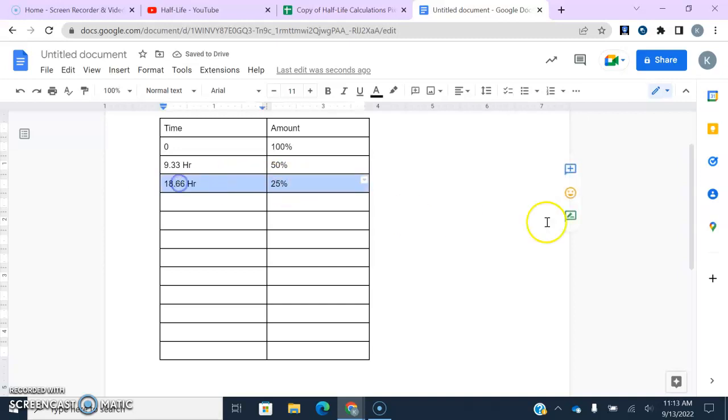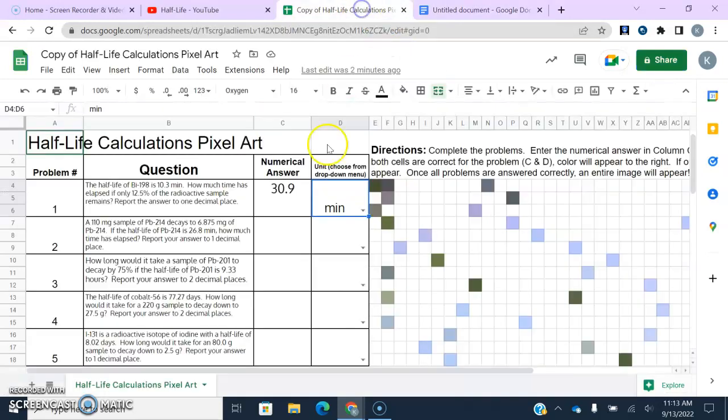This is the point we're looking for, because since there's only 25% of the sample left, 75% of the sample has decayed. So the answer is 18.66 hours.